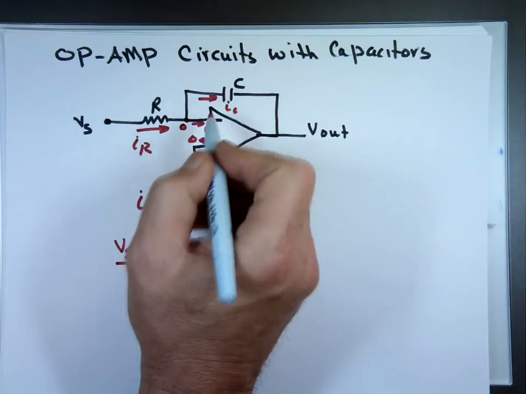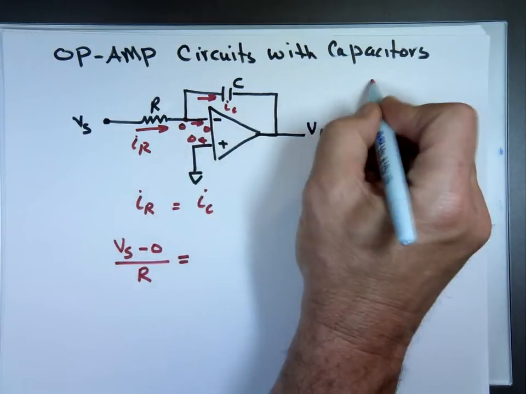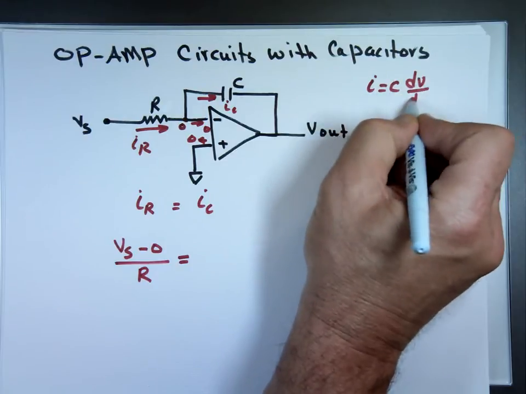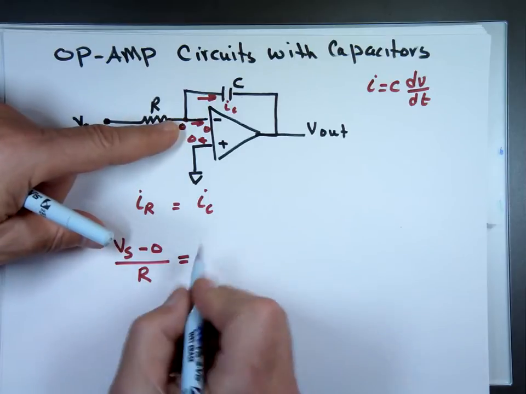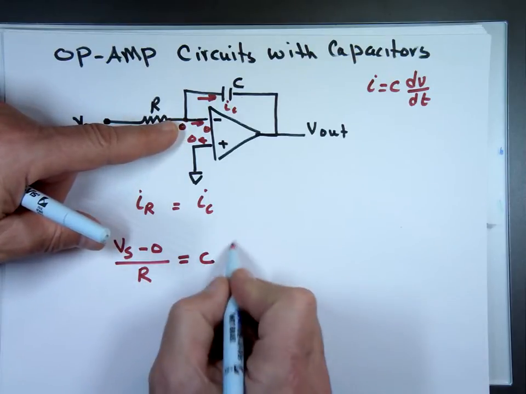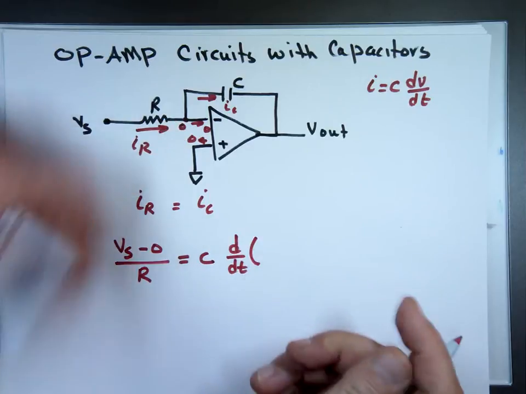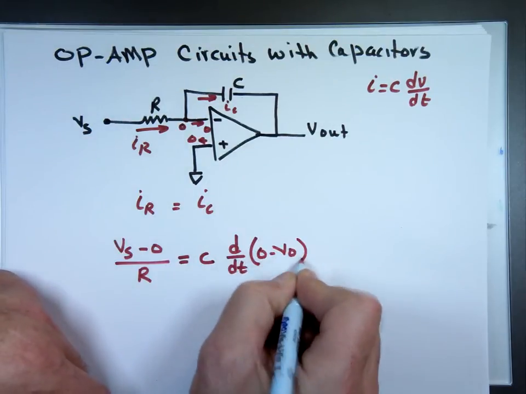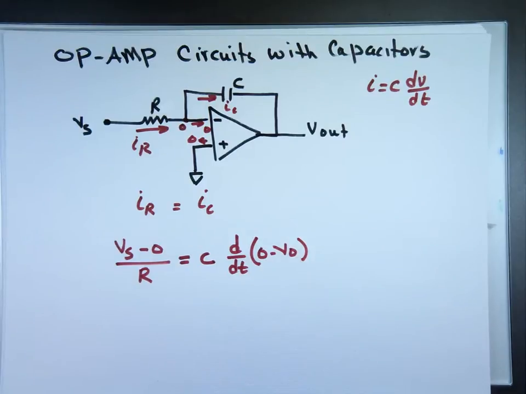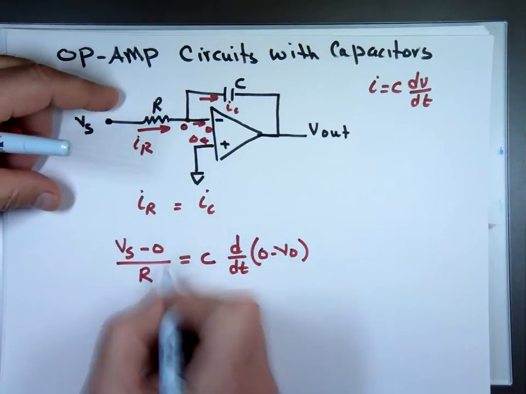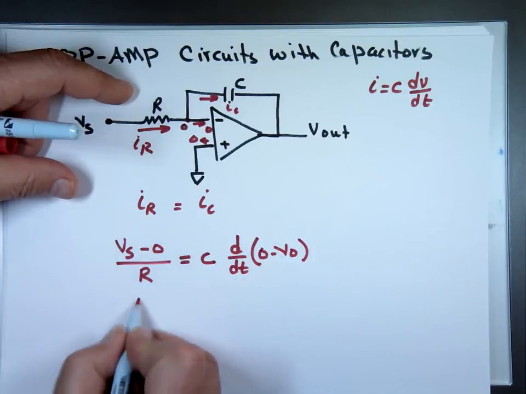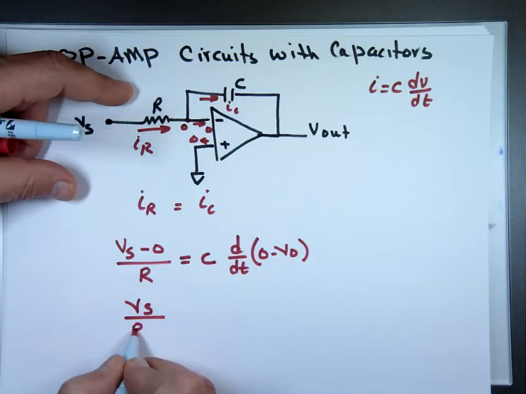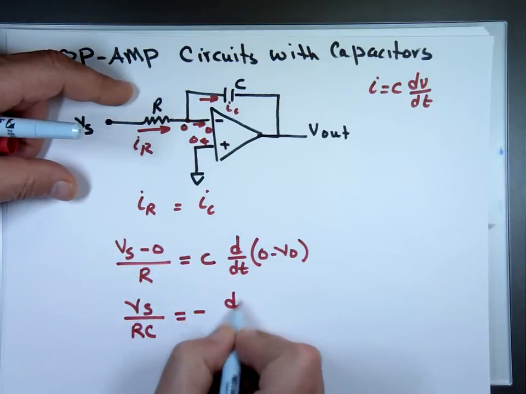Now, the current through a capacitor, in case you forgot, is I equals C dV/dt. So here, the current's going to be what? C, the derivative d/dt of the voltage. What's the voltage? It's this voltage, because it's going that direction. This voltage minus that voltage. Play with the math, take a minus sign outside. So you'll have Vs over RC, because I'm dividing by C, equals minus dV out/dt.